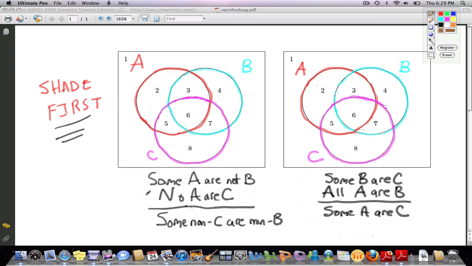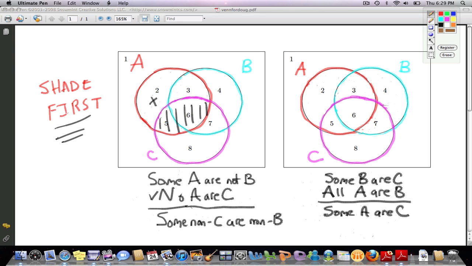All right, so I want to diagram no A are C. No A are C says to shade out the A's that are C, areas 5 and 6. That looks like that. And then we have some A are not B. The A's that are not B are in areas 2 and 5. We don't have anything in 5, and so our mark goes just in 2. This would have been different and confusing if we had not shaded first. What we're doing is showing how the premises fit together.